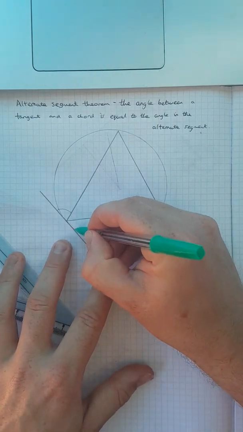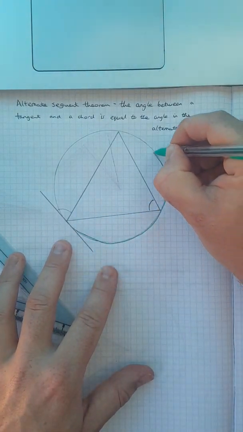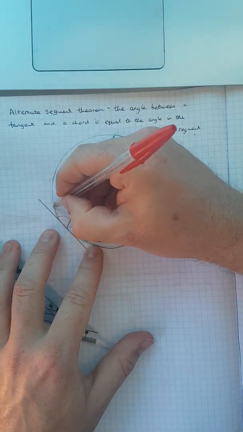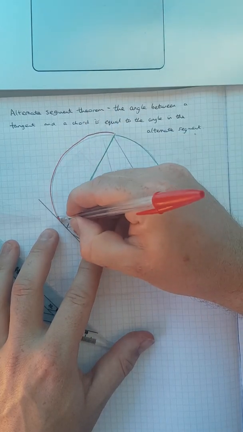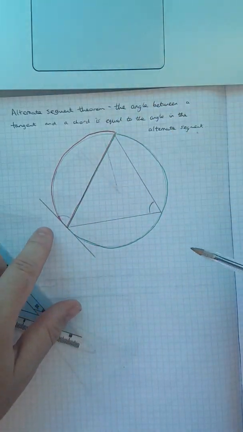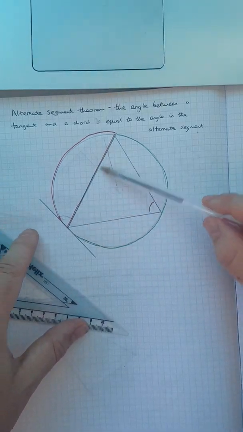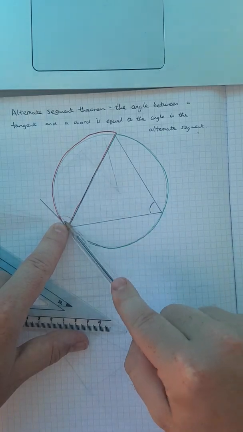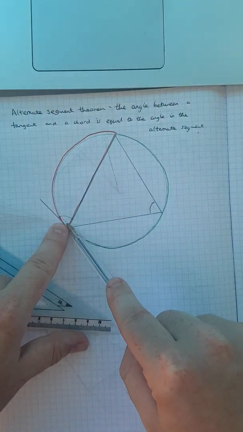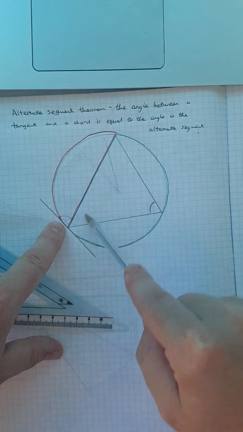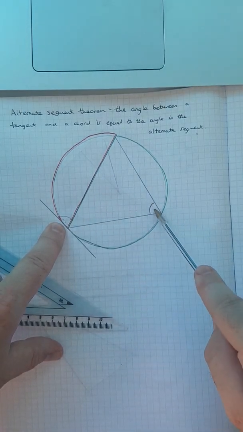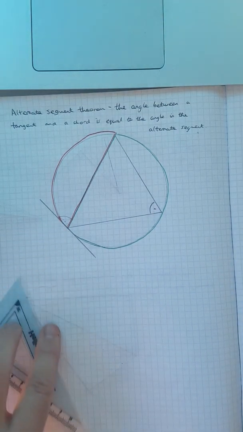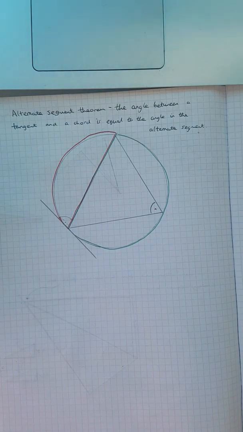So in green, just to reiterate that, here is one segment, and in red, here is the other. So the angle between the chord and the tangent here, so you can see this angle is in this segment, is equal to the angle in the alternate segment. So in the green segment, this angle is the same as the other one in the other segment. I hope that's clear. That's just the definition.